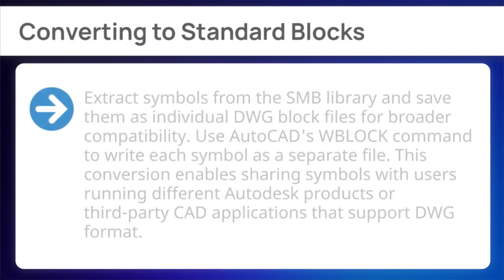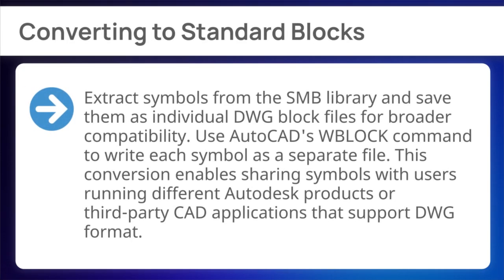Next, converting to standard blocks. Extract symbols from the SMB library and save them as individual DWG block files for broader compatibility. Use AutoCAD's WBlock command to write each symbol as a separate file. This conversion enables sharing symbols with users running different Autodesk products or third-party CAD applications that support DWG format.